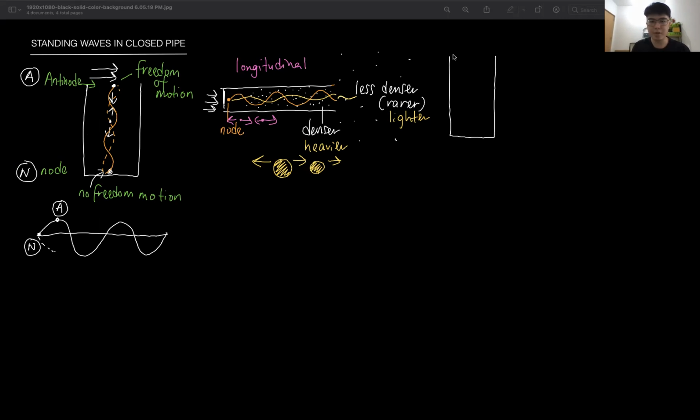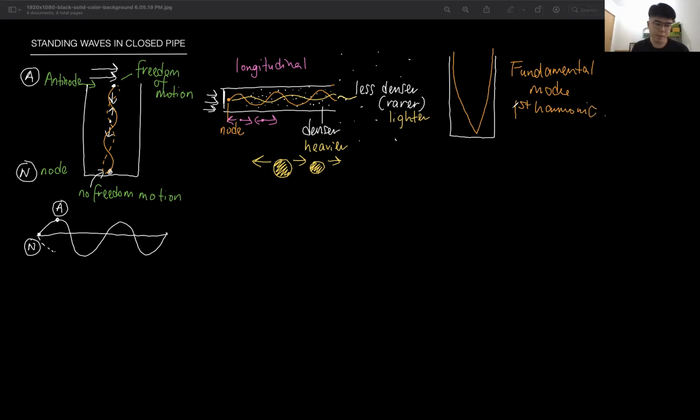One end closed, one end open, you get this pattern. Different from the strings. The strings have two nodes, right? This one is only one node, one antinode. Now this one we call the fundamental mode, or the first harmonic.